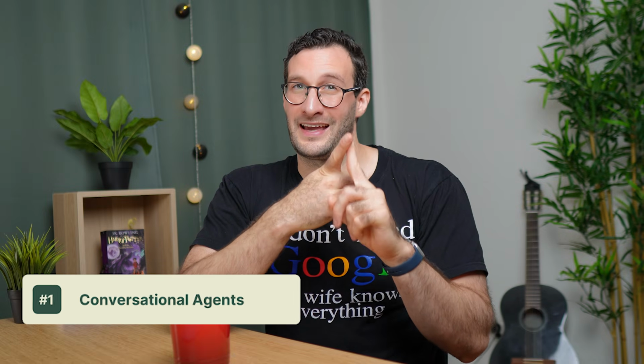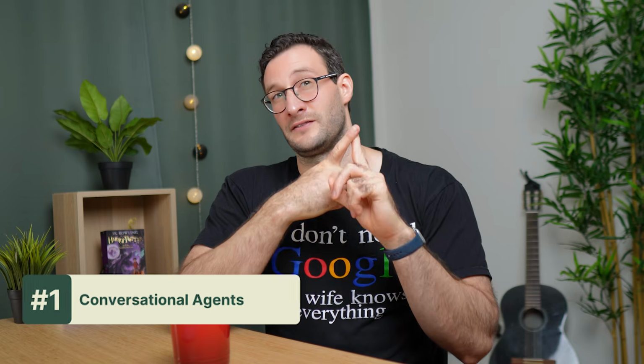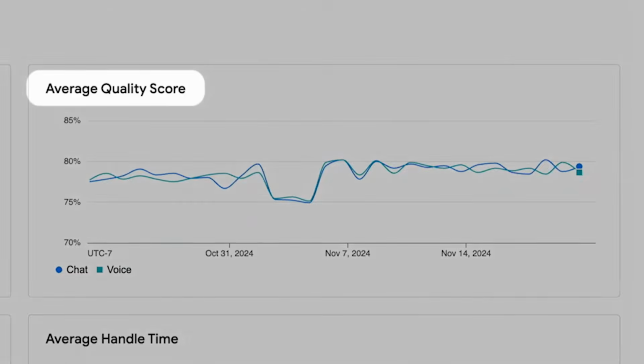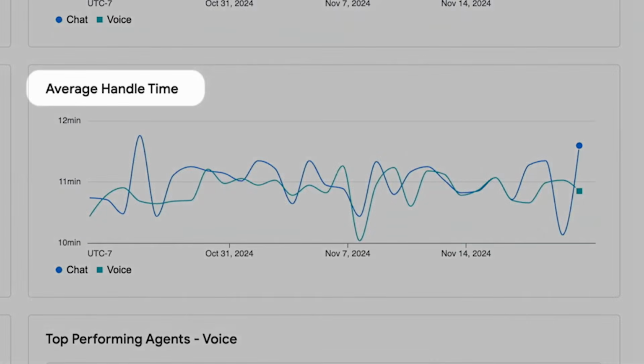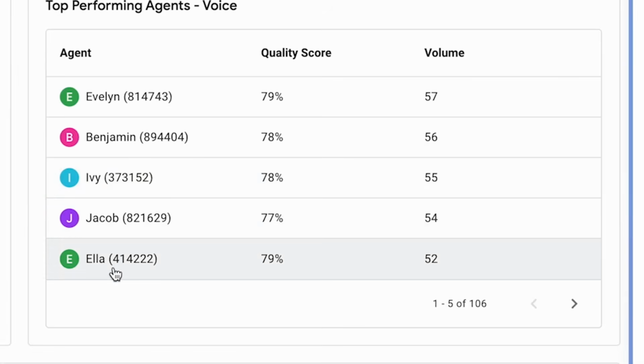The first is conversational agents. Those are AI chatbots that act as first-line support for your customers. The second is Agent Assist, which is a feature to support your live human agents during customer interactions. And the last piece is something called Conversational Insights, which at its core provides analytics on your customer communication to help you draw deeper insights.